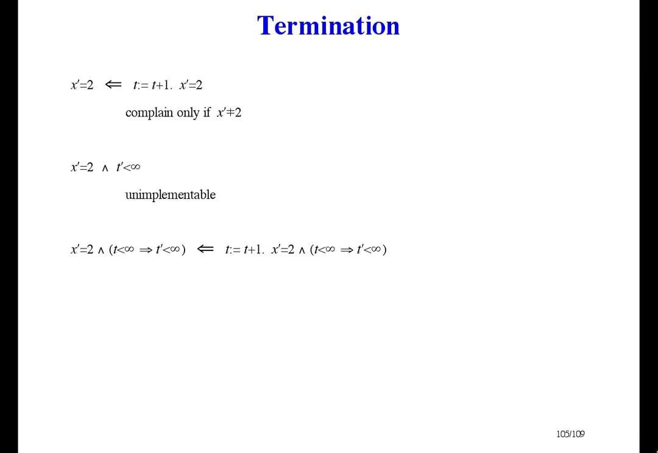The customer can complain whenever they see behavior that contradicts the specification. The negation of this specification is x prime not equal to 2 or t less than infinity and t prime equal infinity. So the customer can complain if they see a final value of x that's not equal to 2, which they won't. The customer can also complain if they start the computation at a finite time, which they will, and it runs forever. But the customer can never complain that the computation has taken forever. If the specification does not state an upper bound on the time, then you cannot say it has taken too long.